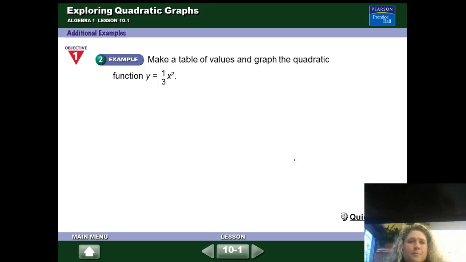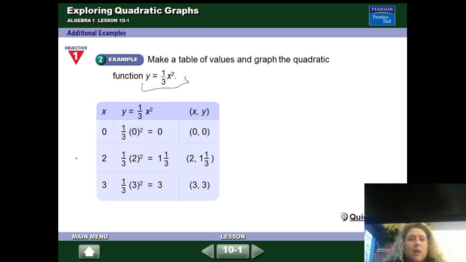This next example is asking you to graph this. So they're going to give you this and say graph it. So what we do is we create a table. And we have our x's, and most of us will just create just an x and a y table. Plug in my value for x, and what do we get for y?